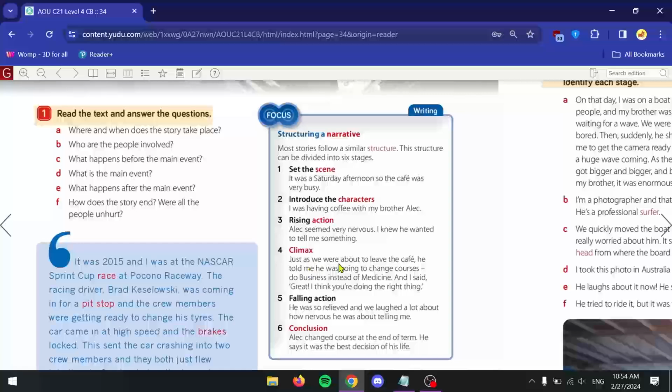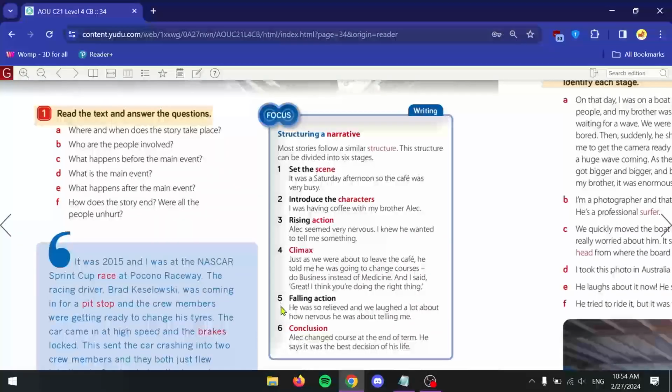So just as we were about to leave the cafe, he told me he was going to change courses. Do business instead of medicine. And I said, great, I think you're doing the right thing. So this is the climax. Falling action. He was so relieved, and we laughed a lot about how nervous he was about telling me. Falling action is what happens after the climax, the relief that everyone was fine, or what ended up happening afterwards.